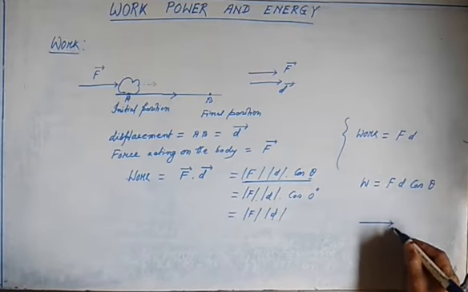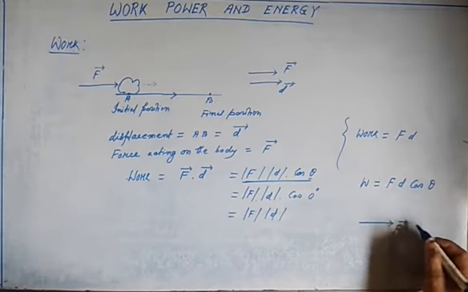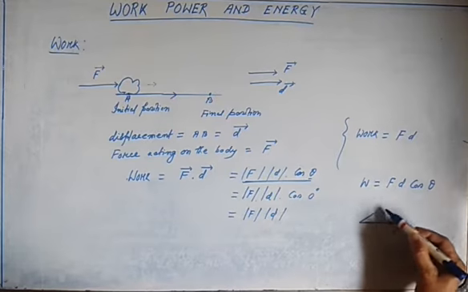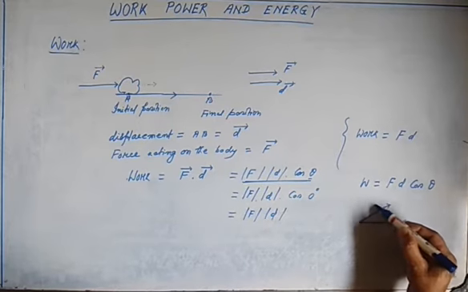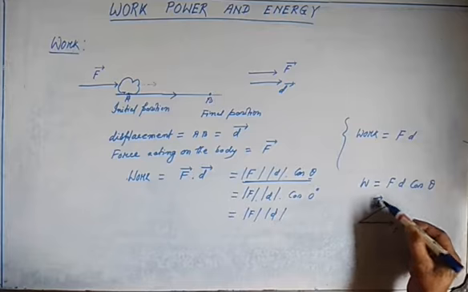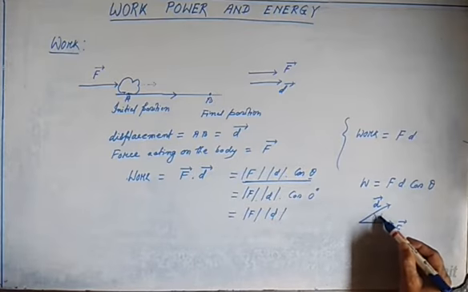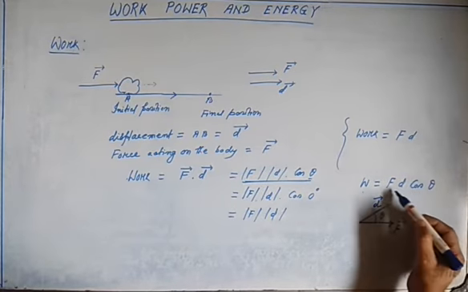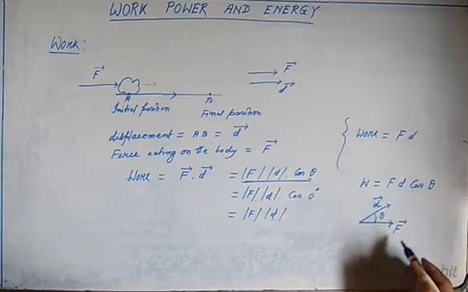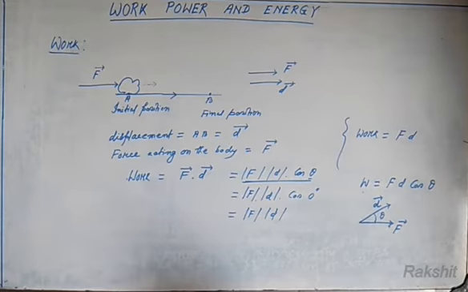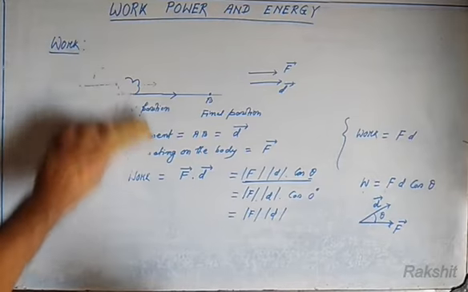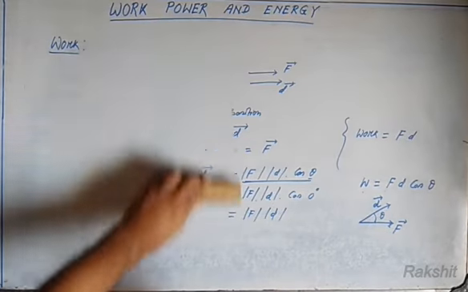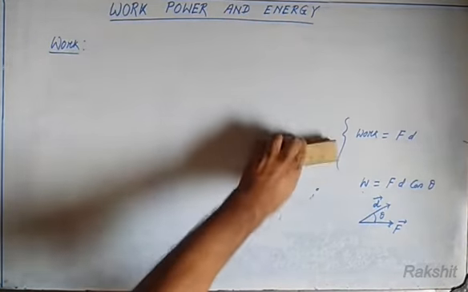Suppose this is the direction of force and this is the direction of displacement, and the angle between F and D is equal to theta. Under this condition, W is equal to FD cos theta. Work is a scalar quantity, and the unit of work in the CGS system is dyne centimeter or erg.